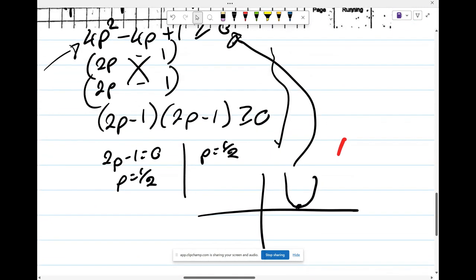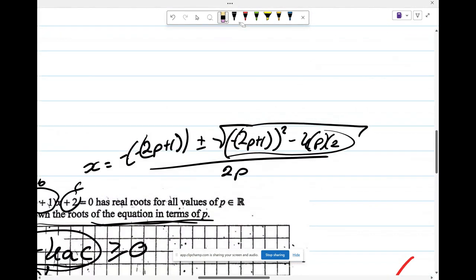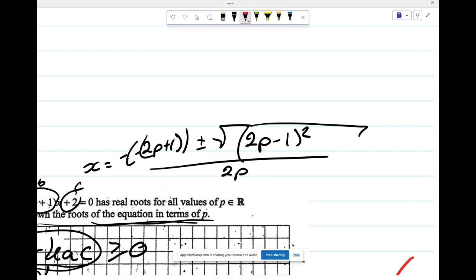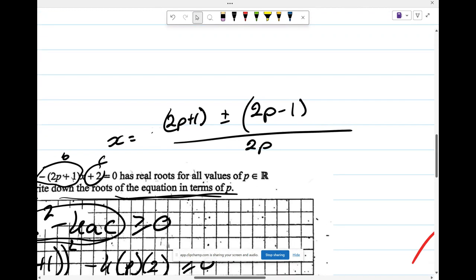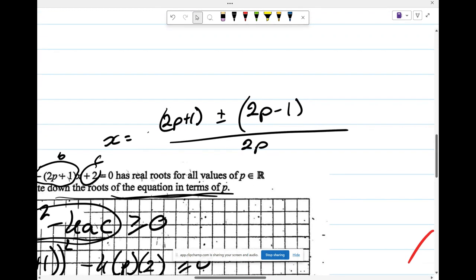That's going to be 2p minus 1 times 2p minus 1, or 2p minus 1 squared. We know that this square root will cancel with that square. So we're just left with plus or minus 2p minus 1. And the minus minus here will just turn into a plus. So that's 2p plus 1 plus or minus 2p minus 1 all over 2p.